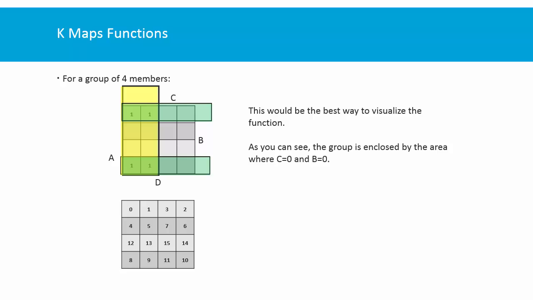So we have C equal to 0, which is the yellow, and B equal to 0, which is the green part. So the correct expression would be B inverted, C inverted. Why is this? Because since C is equal to 0 and B is equal to 0, we need to invert those individual variables in order to get a 1.